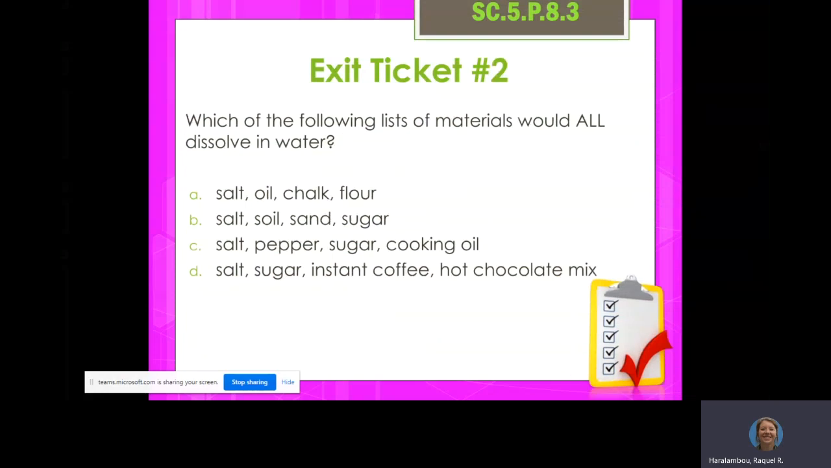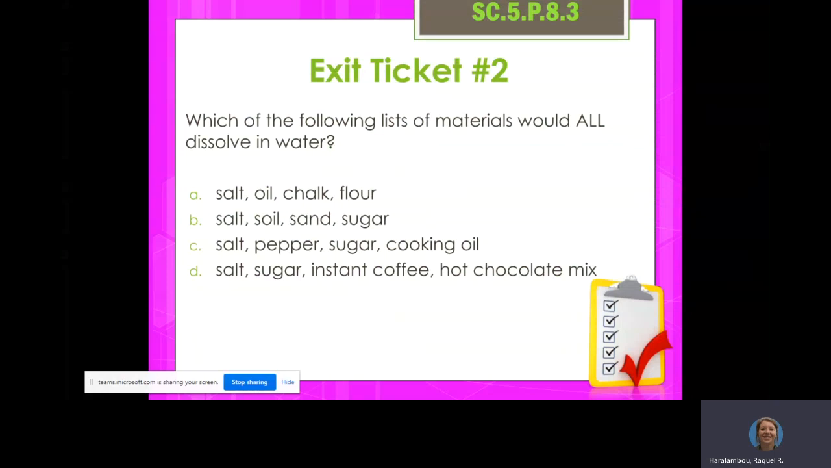Number 2, which of the following lists of materials would all dissolve in water? So we know if we ever see the word sand, we know it's not going to dissolve. So we have sand in B, so we know it's not going to be B. So let's talk through the rest. A, salt, oil, chalk, flour. There's one thing that sticks out to me that I know.